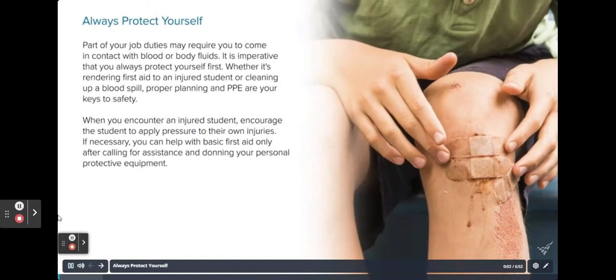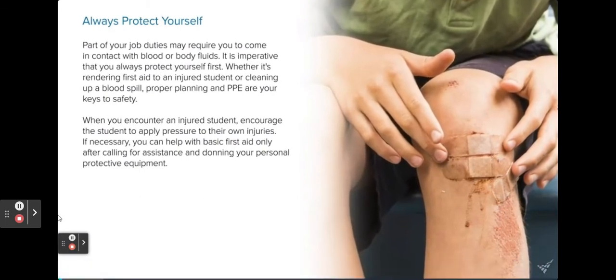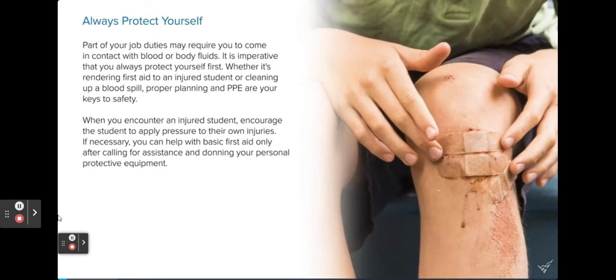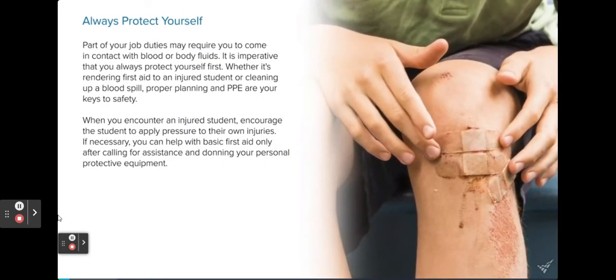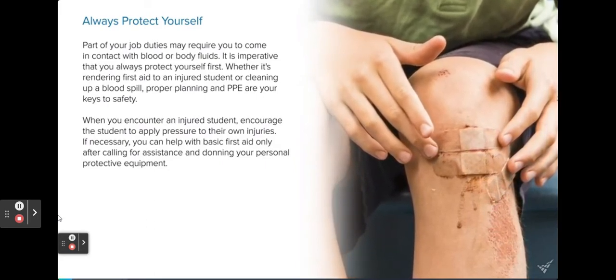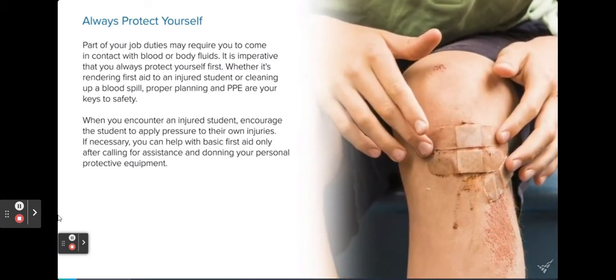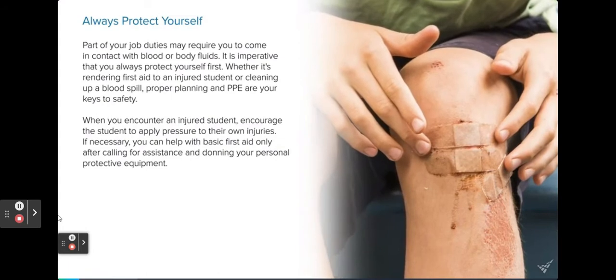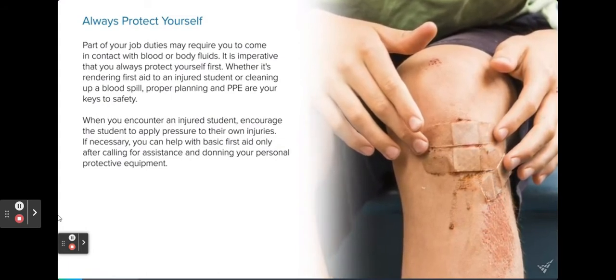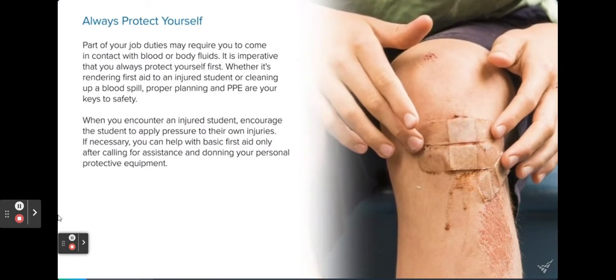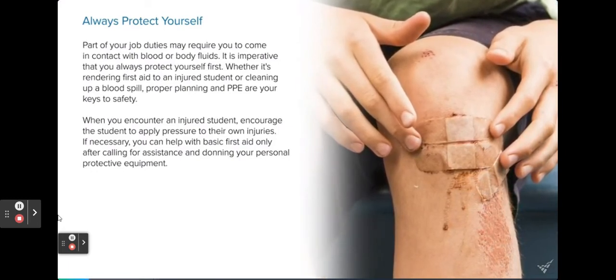Part of your job duties may require you to come in contact with blood or body fluids. It is imperative that you always protect yourself first. Whether it's rendering first aid to an injured student or cleaning up a blood spill, proper planning and PPE are your keys to safety. When you encounter an injured student, encourage the student to apply pressure to their own injuries. If necessary, you can help with basic first aid only after calling for assistance and donning your personal protective equipment.